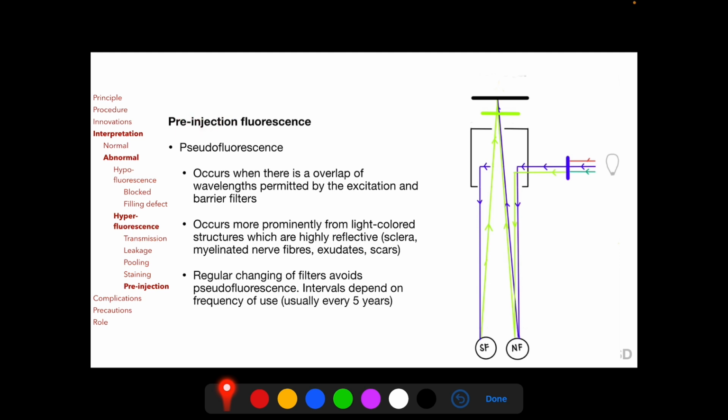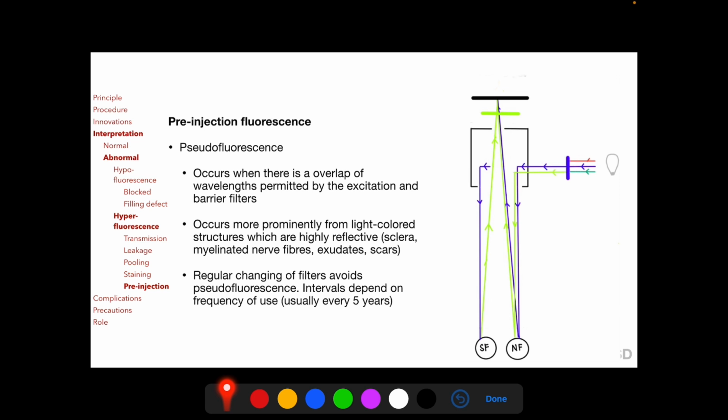Pre-injection fluorescence refers to abnormal fluorescence prior to injection, and there are two types of pre-injection abnormal fluorescence: pseudofluorescence and autofluorescence. Pseudofluorescence occurs when there is an overlap of wavelengths permitted by the excitation and barrier filters. So it may occur due to a defective blue excitation filter which allows green light to pass through, which is permitted by a normal green barrier filter, or a defective green barrier filter which allows blue light to pass through, which is permitted by a normal blue excitation filter.